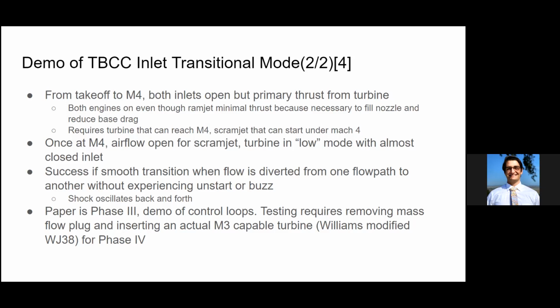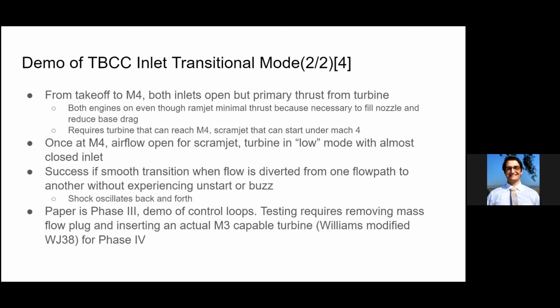Just continuing from that, from takeoff to Mach 4, both inlets were actually open, but the primary thrust comes from the turbine. The rationale for having both engines open, even though the ramjet isn't really going to be producing thrust, was because it was necessary in order to fill the nozzle and reduce the base drag on the system. One of the requirements of this, though, is that the turbine has to be able to reach Mach 4, and your scramjet has to be able to start under Mach 4 because that was the transitional period.